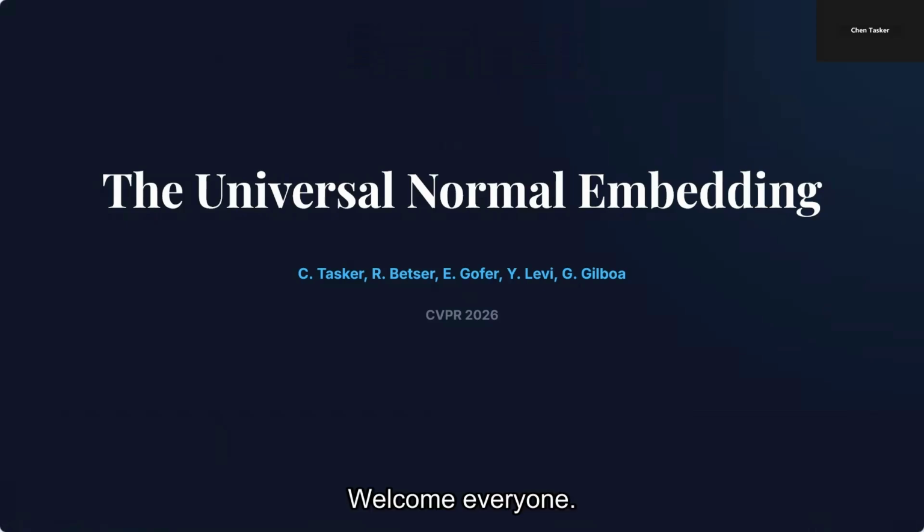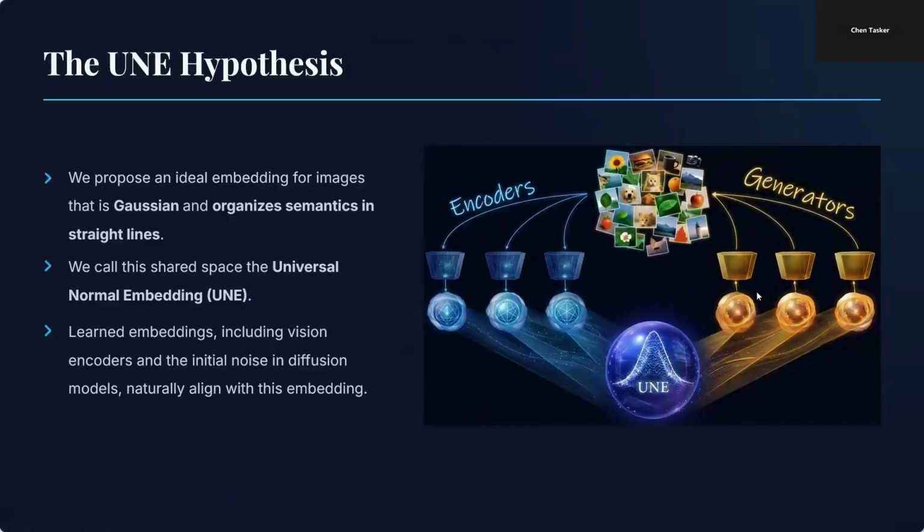Welcome everyone. Today I am presenting our paper called the Universal Normal Embedding. In this work, we propose a unified view on two distinct areas of computer vision: encoders and generative models.